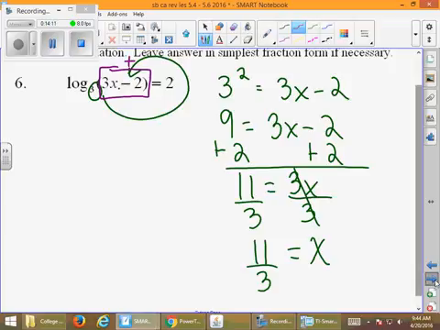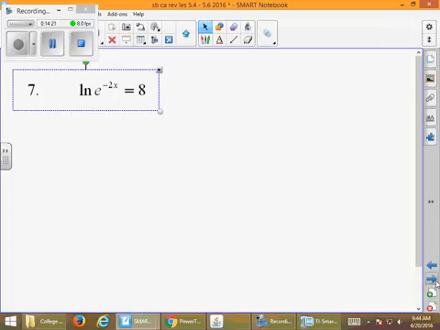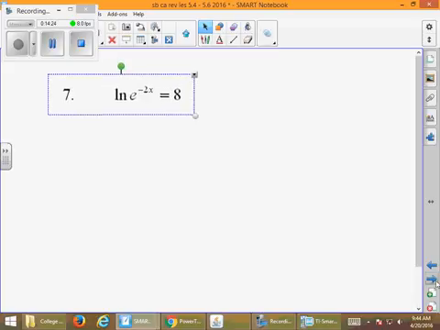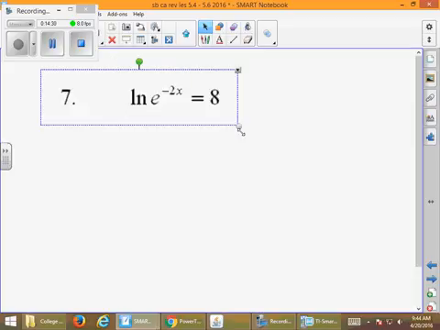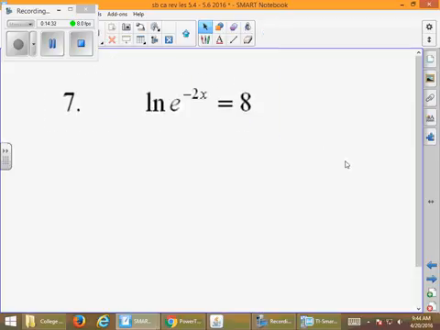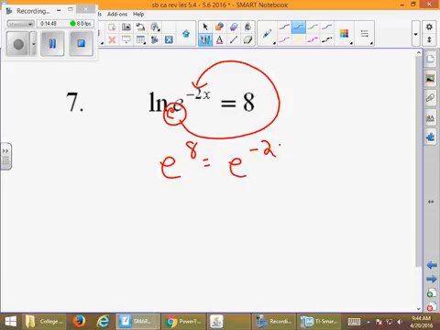Well, 7, even though it looks like it's a completely different problem, it's still going to be an around the world problem. But the first thing that we need to know on this problem is, what is the base of natural log, of the ln? It's e. So if we know that our base is e, then what we're going to do is we're going to go around the world. So this is e to the 8 equals e to the -2x.